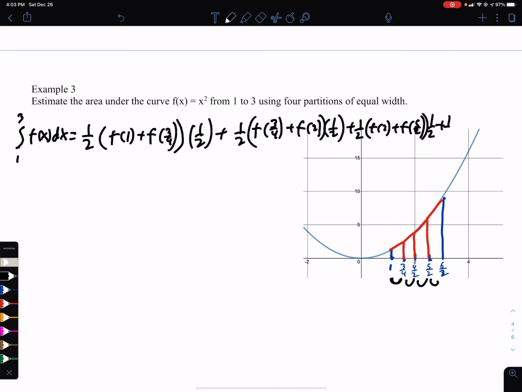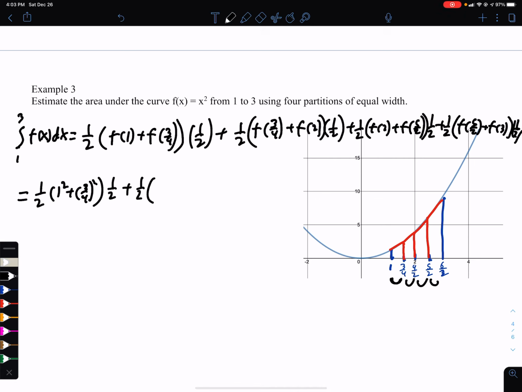And if I can squeeze the last one in, it's going to go from 5/2 to 6/2 or 5/2 to 3. So it's going to be your function at 5/2, your function at 3, and your width is 1/2. All right, now the next step is to find the value of the function. What's f at 1? Well, I plug in 1 here, so that's going to be 1 squared. And then f of 3/4, well, it's going to be 3/4 squared. And the width between is 1/2.